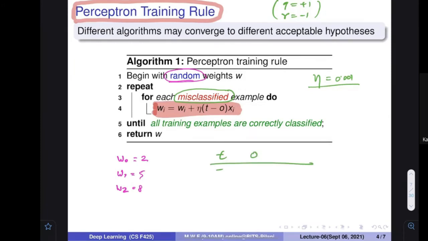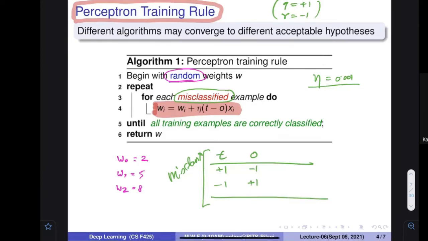So if the item is positive and it is a, what should be the output? +1. But if it is a misclassified example, then this value would be -1. Output is -1 for the misclassified example. If the target is -1, for the negative item, the output would be +1. Then only it is going to be misclassified.